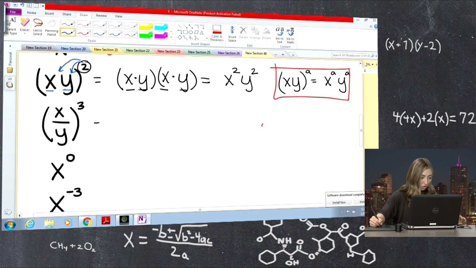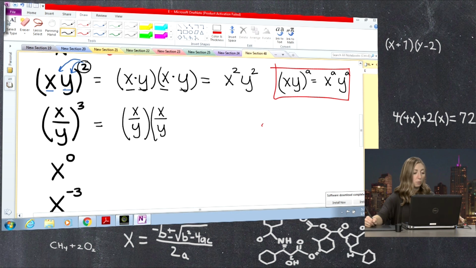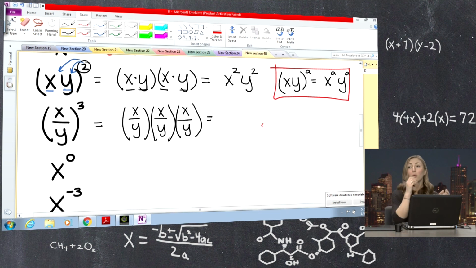It's just with division instead of multiplication. If I had x over y to the third power, I could expand that by saying that's the same thing as x over y times x over y times x over y. Now, if you remember anything about fractions, what we do is we always multiply our numerators together, and we multiply our denominators together.